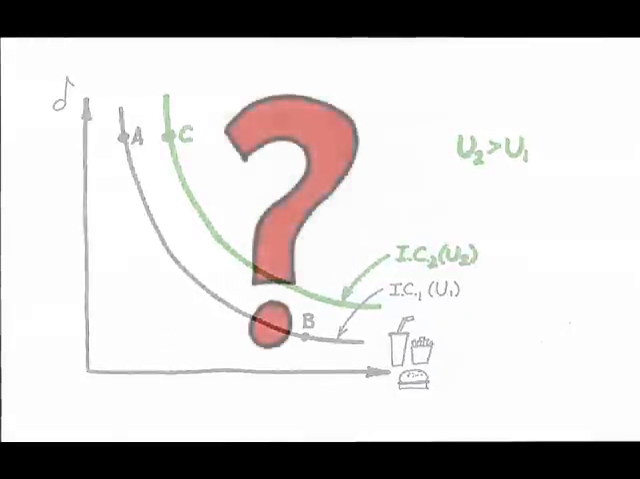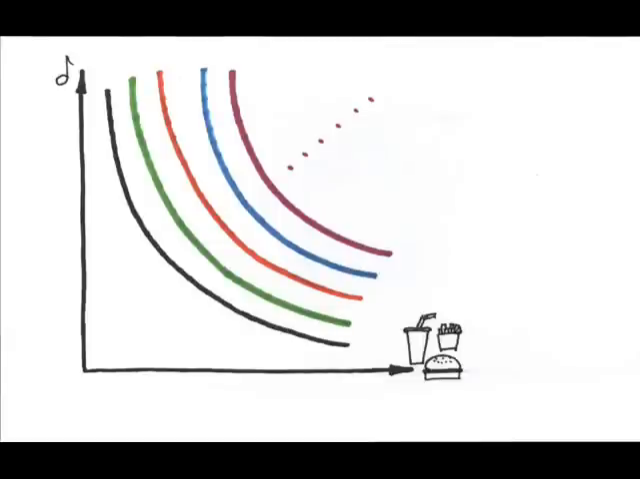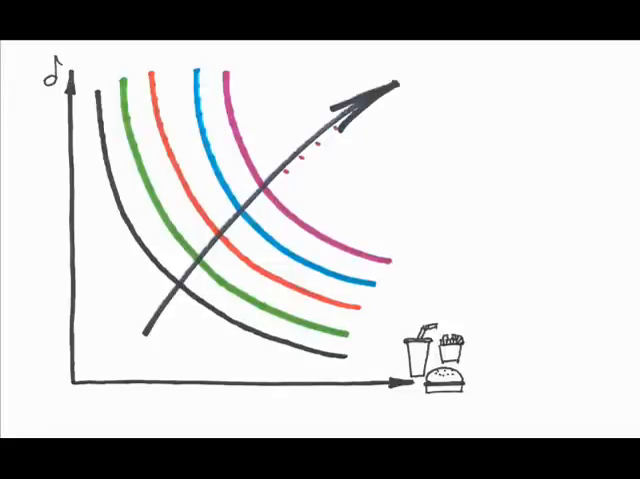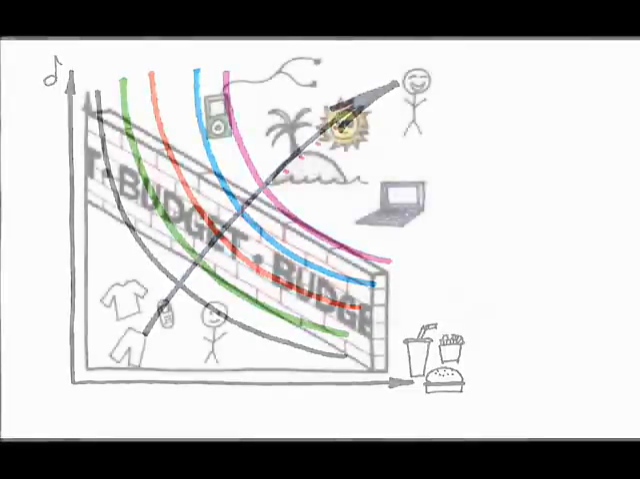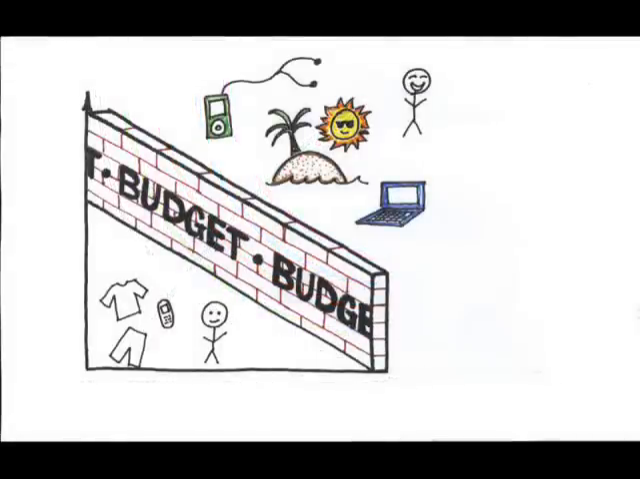How many of these indifference curves does a consumer have? Every consumer has an infinite number. Where does the consumer want to be? On the highest possible indifference curve, meaning that this individual wants to keep moving in this direction. What stops the consumer from moving higher and higher forever? Their budget. It's like a big brick wall preventing you from being infinitely happy. While the indifference curves show what you want to consume, the budget constraint shows what you're capable of consuming.